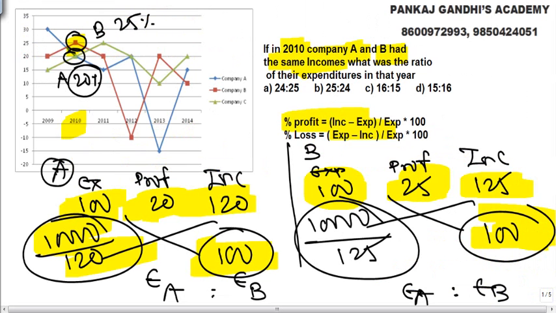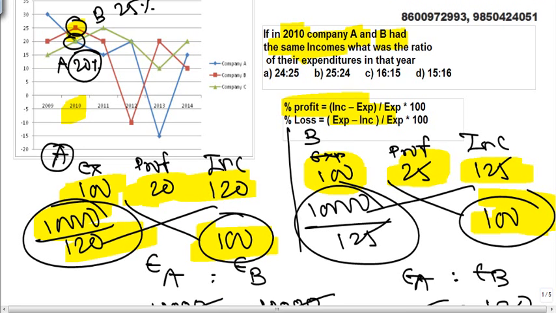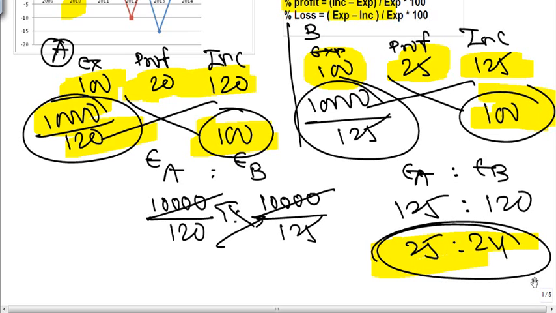So let's quickly check here what we did. The shortcut was much better. Their incomes were the same. A had 20% profit: expenditure, profit, income. B had 25% profit: expenditure, profit, income. So what is the ratio of their expenditures? 25:24.